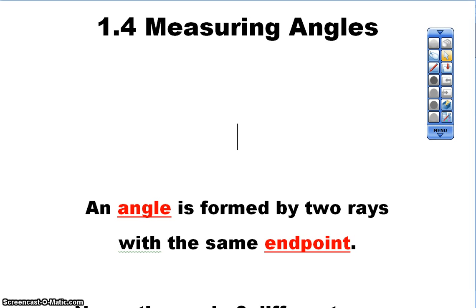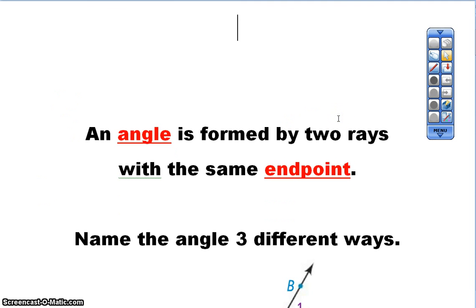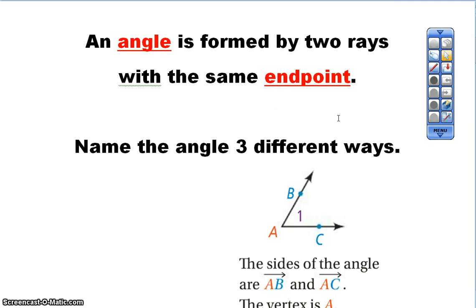Today we are working on section 1.4, measuring angles. And let's get a few definitions in here. The first one is an angle is formed by two rays with the same endpoint. And taking a look at this picture down here, we're going to name the angle three different ways.